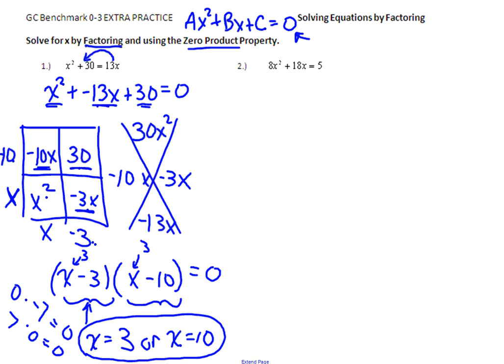Now, I always suggest to do this a little quicker. Instead of going through that whole process, when the coefficient of x squared is 1, I'm going to delete all this stuff.